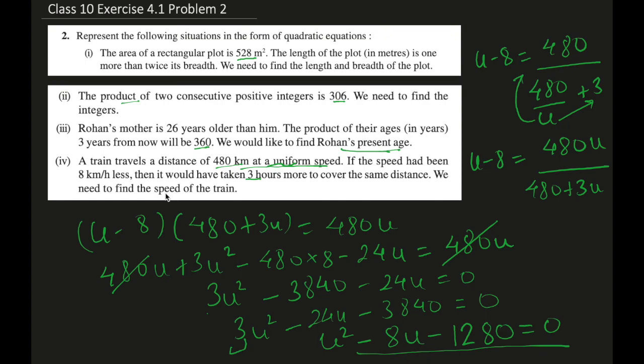So the speed of the train is u. After solving this, you can get the speed of the train.